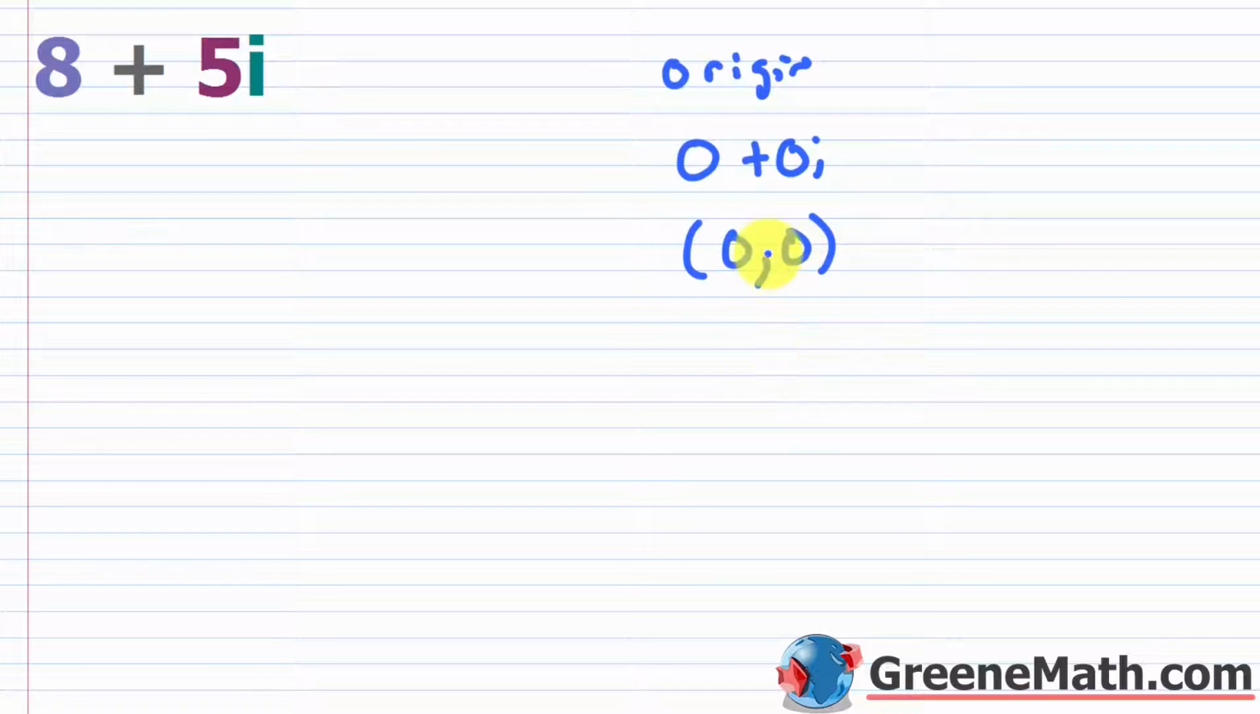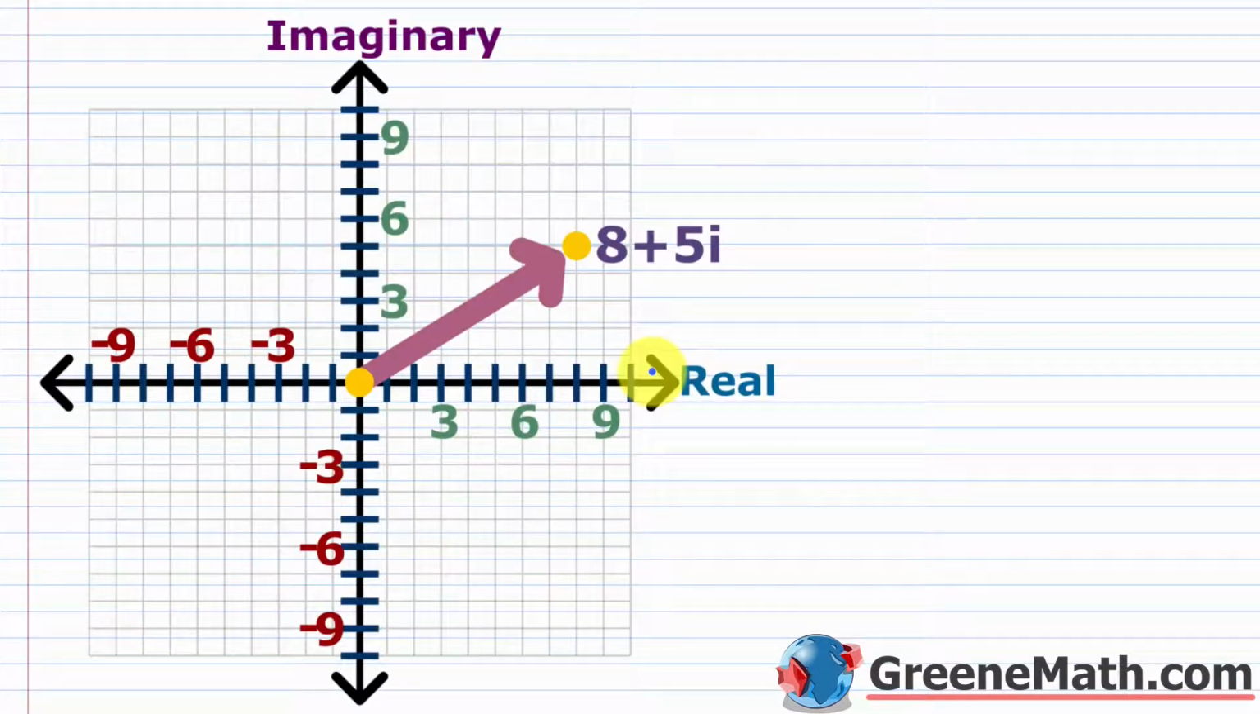So if the initial point's at the origin and the terminal point would be at this 8 plus 5i, so again, it's 8 units to the right and 5 units up, let's see this position vector graphically. So this would look something like this. Your initial point is at the origin, so right there. Your terminal point is at 8 plus 5i, so again, you're just going 8 units to the right and then 5 units up, and you have a directed line segment or a vector. Okay, so this is how we're going to show this 8 plus 5i when we're asked to graph it as a vector.